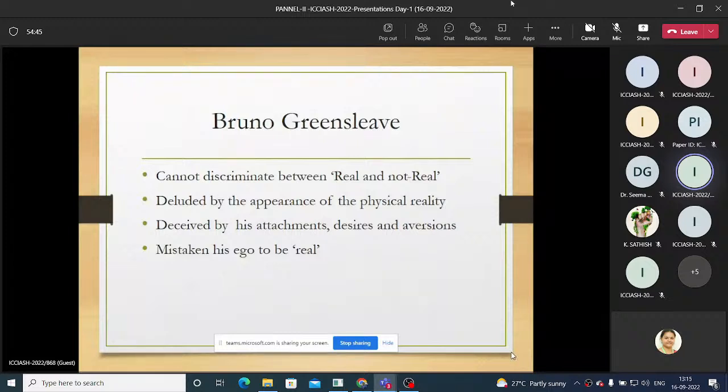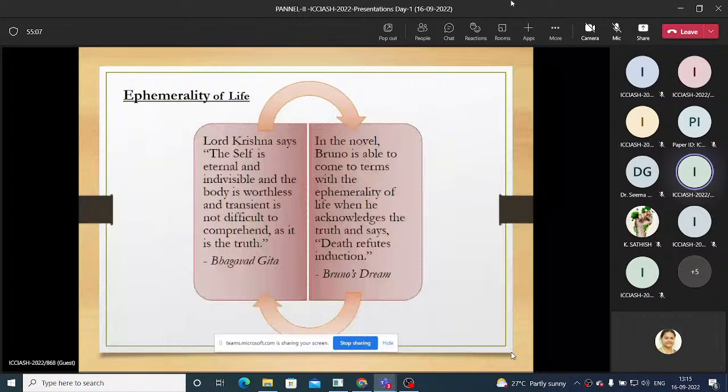And he is deceived by his attachment, sometimes towards his wife and his lovers, and he has a lot of other people whom he has cheated on. So he's deceived by his attachments, desires, and aversions, and he mistakes his ego to be the real one. So this kind of realization which he has achieved on his deathbed is what makes him a realized soul. And one of the most important reasons he could be considered as on the path of realization, though not a fully realized soul, is because Lord Krishna says in the Bhagavad Gita, the self is eternal and indivisible, and the body is worthless and transient, is not difficult to comprehend, as is the truth.